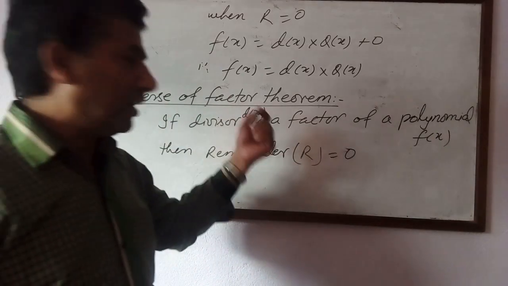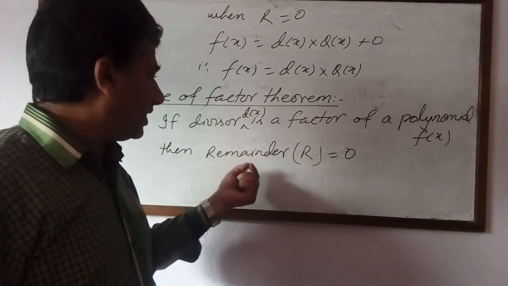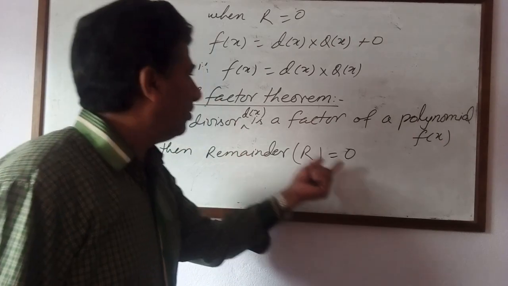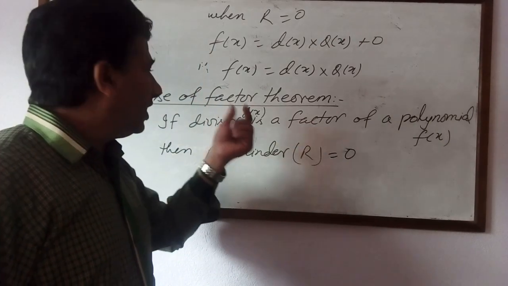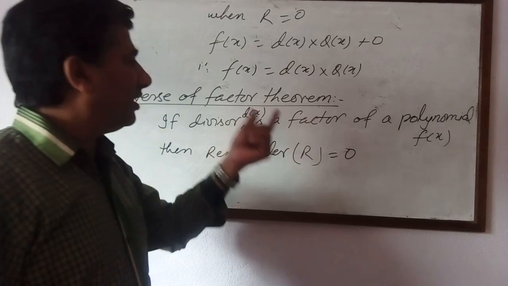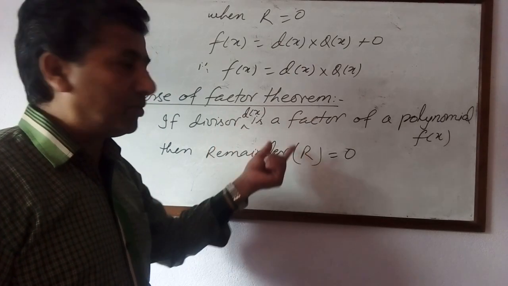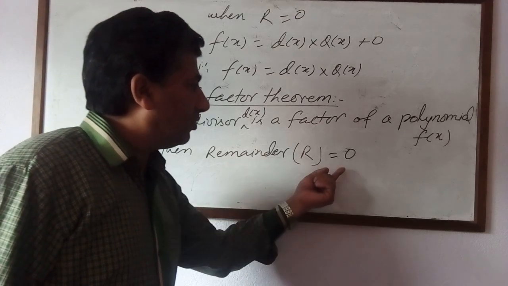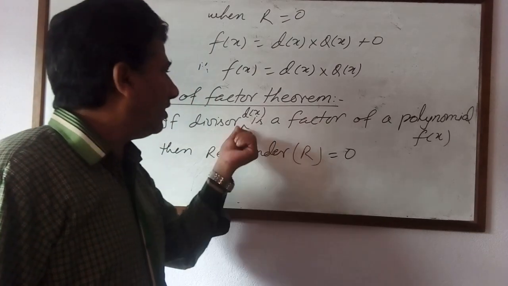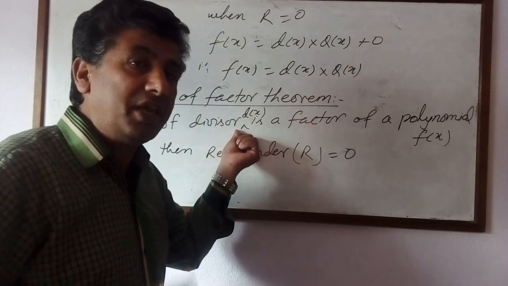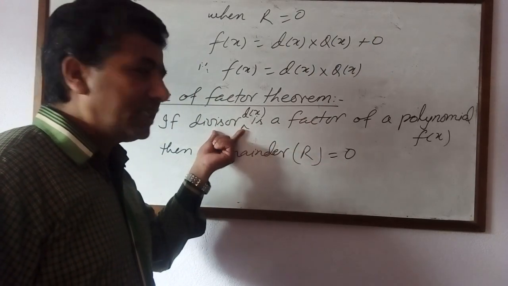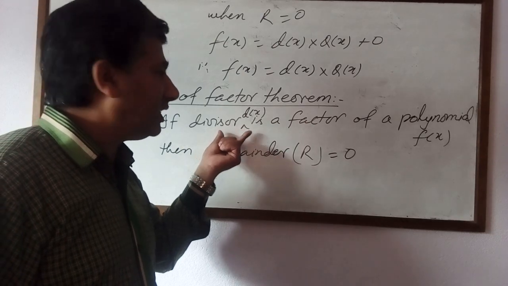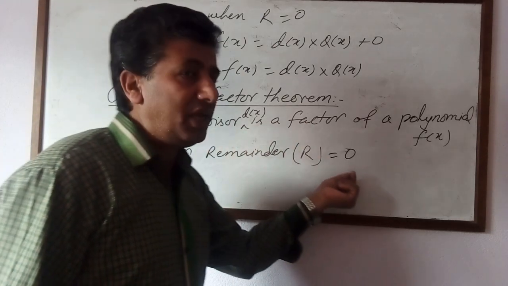See, factor theorem states that if remainder is 0, divisor will be a factor. If divisor is a factor, remainder will be 0. Just opposite. Again, listen nicely. Factor theorem: if remainder is 0, then divisor will be a factor. Converse, just opposite: if divisor is a factor, then remainder will be 0.